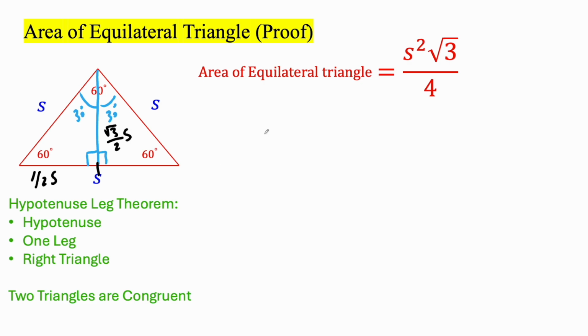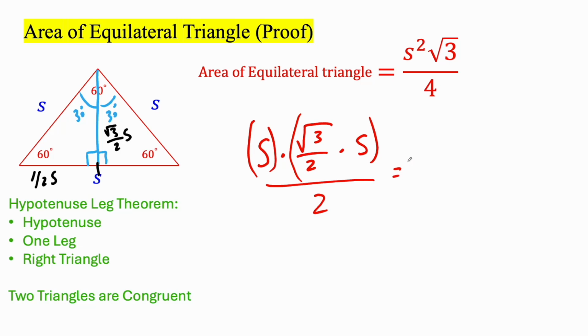And we know the area of a triangle is base times height, divided by 2. So from here to here is 1/2 s. From here to here becomes s, which we already know. So we have s, our base, times the height. The height is this piece, the square root of 3 divided by 2 times s. Now, area of a triangle is base times height. This is the base, and this is the height, but we have to divide by 2.